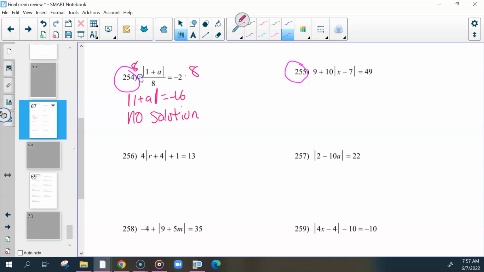For 255, I could get rid of 9. Don't let this confuse you. This is usually back here, so say plus 9, but now it's in front, we would still get rid of it first. And then divide both sides by 10.